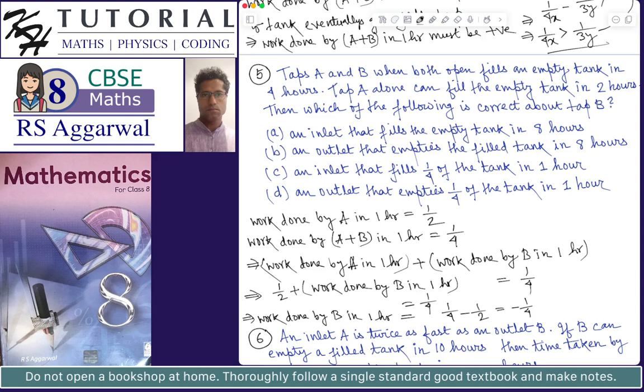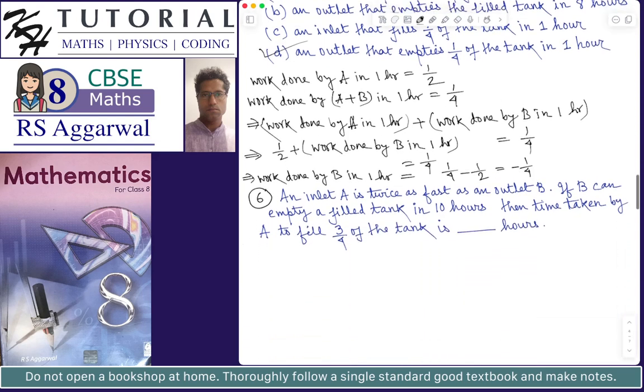So definitely tap B is an outlet. And also we can see that the work done by tap B in 1 hour is minus 1 by 4, which means that 1/4 of the tank is emptied by tap B in 1 hour. So clearly the choice will be choice D. It is asking which of the following is correct about tap B. So tap B is an outlet that empties 1/4 of the tank in 1 hour. So choice D is the correct choice.